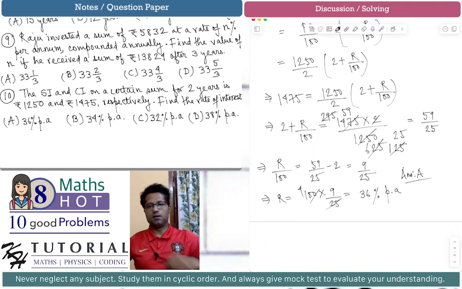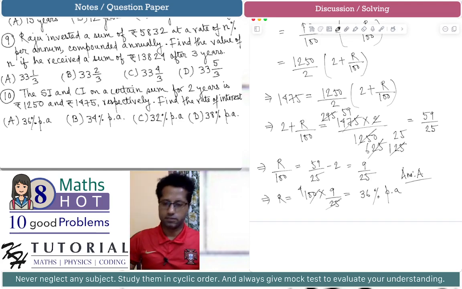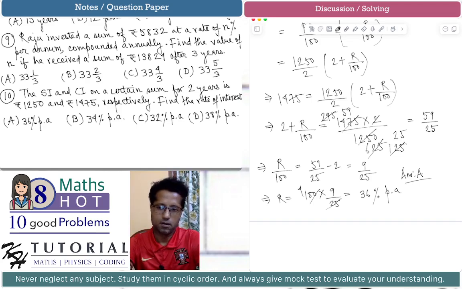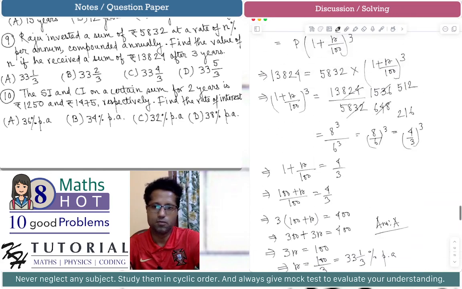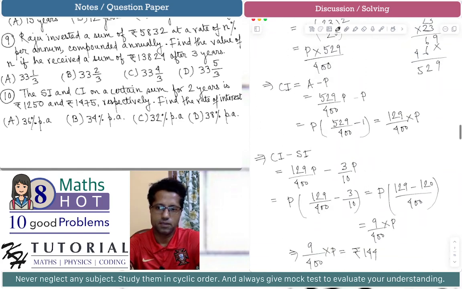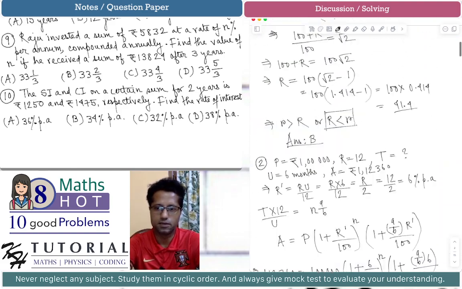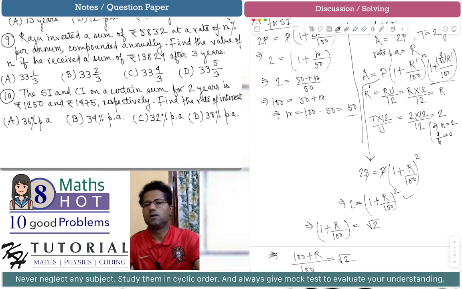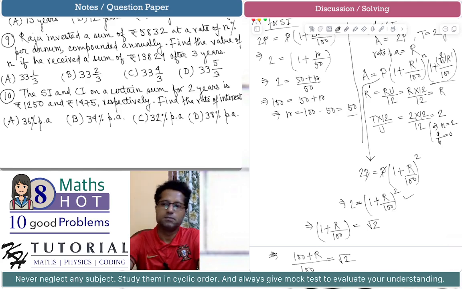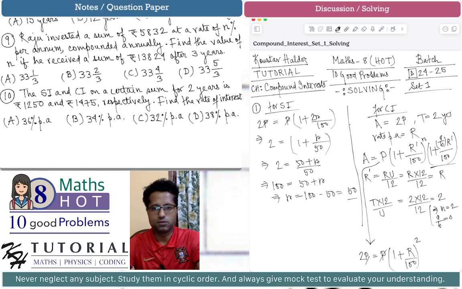So with this, it comes to an end in solving the 10 good problems of the set 1 on the chapter of compound interest. I hope these problems will give you a good practice of your understanding of the concepts of compound interest. So far, I have discussed in the other playlist, that is CBSE Maths 8 R.S. Agarwal. And I will also come up with more sets of this kind of problems on compound interest. So please keep an eye on this playlist, that is CBSE Maths 8 Hot.